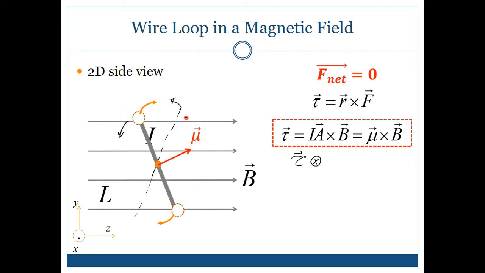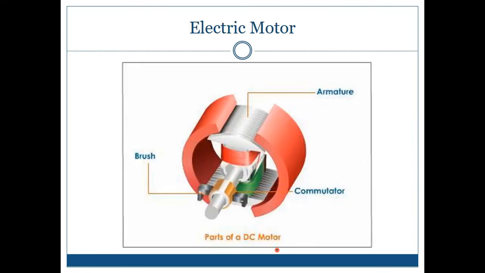Okay? How do we do that? Come on, engineers. You guys were smart enough to come up with an idea to make this loop go all the way around. This is what an electric motor, a DC motor, looks like.